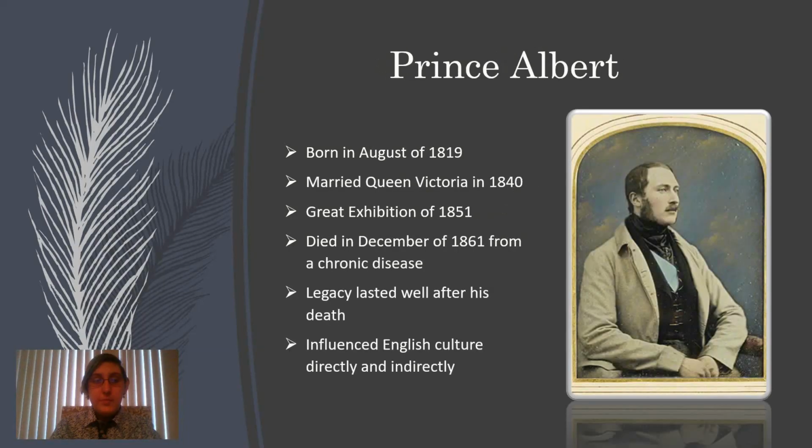Prince Albert was born in August of 1819. He was known for bringing science into England and the creation of the Great Exhibition in 1851. He tragically died from chronic disease in December of 1861. His legacy did last well after his death, and his influence on English culture came through direct and indirect movements.